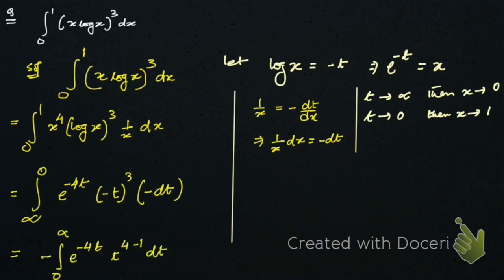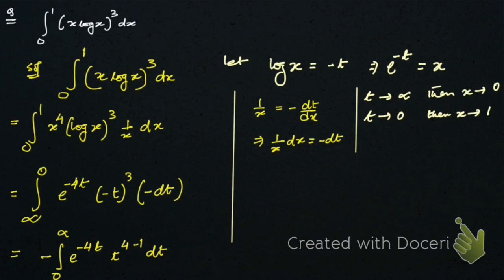And here you can see that there is an odd power, so negative remains negative, and the other negative becomes positive. If you change the limits, interchanging the upper and lower limits, then there should be a minus sign. That's why we have got this, and this minus becomes plus, and we have t to the power 3, which can be written as t to the power 4 minus 1.